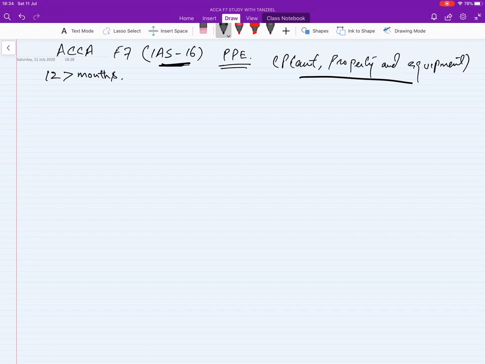The property, plant or equipment which you hold for more than 12 months. So if you have a plant or property or any equipment, any machine which you're going to use in your business for more than 12 months, you can consider that as an asset, so you can capitalize it. So this will be covered under IAS 16.